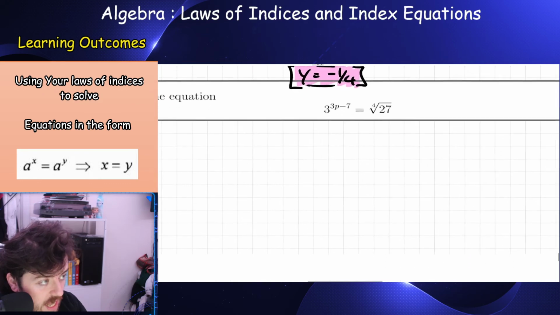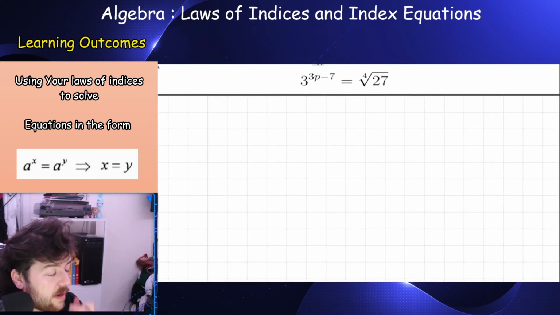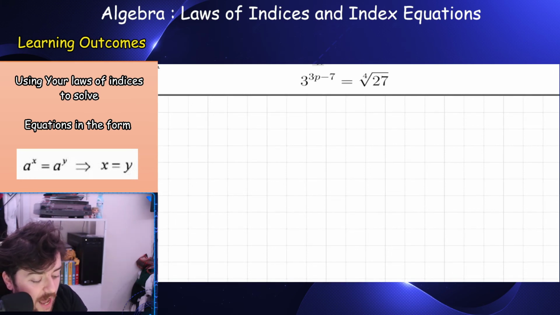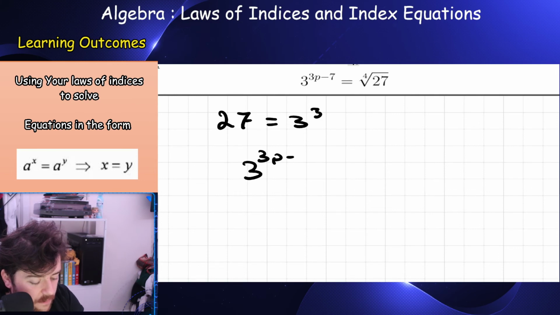Then finally, the last question I have here. 3 to the power of 3p minus 7 equals the fourth root of 27. So I have 3 and I have 27 as my bases. Let's change these to powers of 3. So 3 can stay the same. Then 27 is the same as 3 cubed. So I have 3 to the power of 3p minus 7 equals the fourth root of 3 cubed.